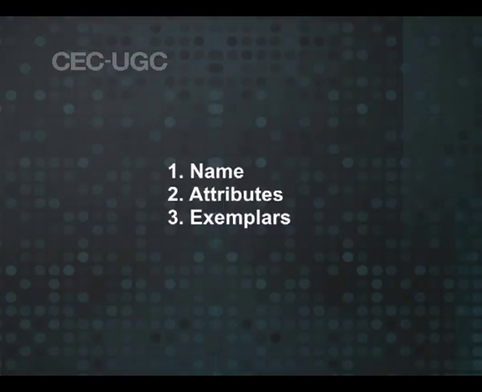According to Bruner, a concept includes three elements. They are name, attributes, exemplars. Name. Name refers to a term or a label given to a category, or it is a word described for communication. Examples: dispersion, inference, force, momentum, energy, etc.